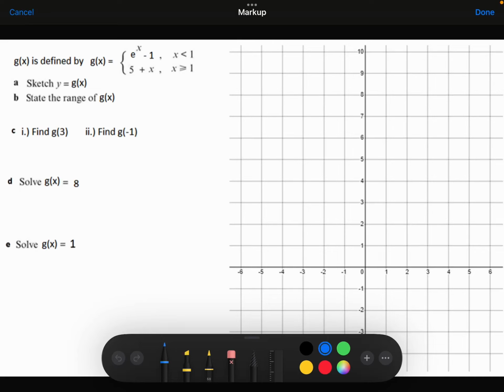g of x is defined by e to the power x minus 1, where x is less than 1, and 5 plus x, where x is greater than or equal to 1. We're going to sketch this. So first, let's do the exponential.